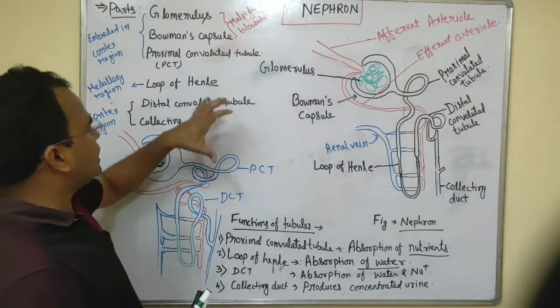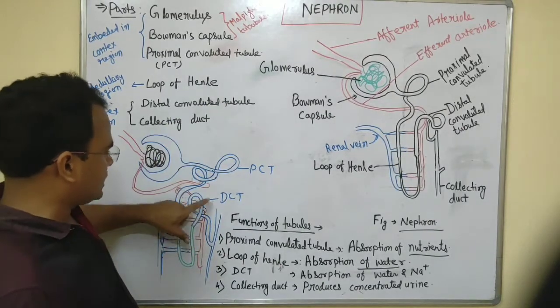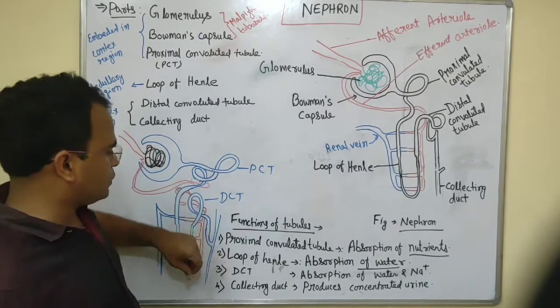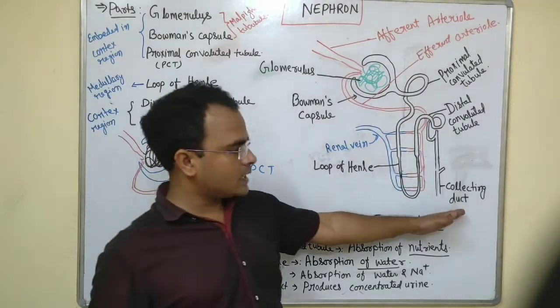Now coming to after the loop of Henle, this is the last tubular part, the distal convoluted tubule. It opens into a duct that is called the collecting duct.